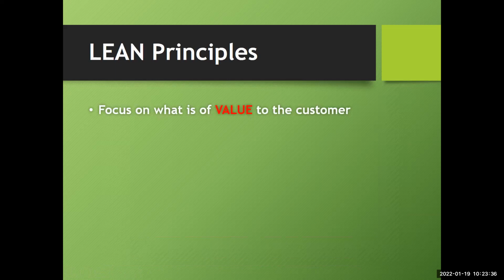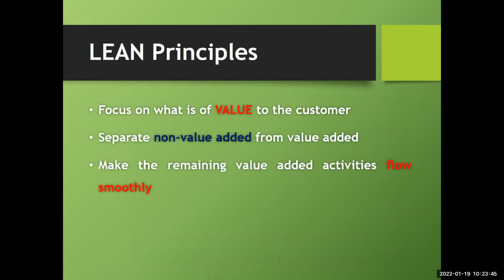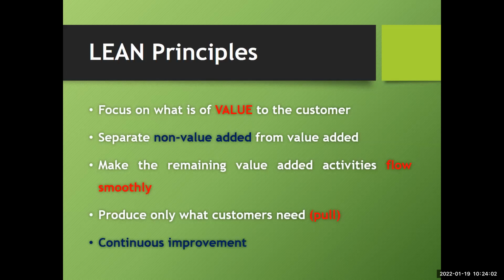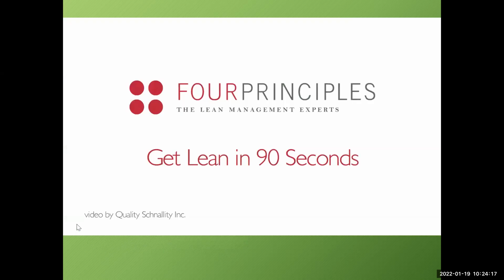Lean principles focus on what is value to the customer by removing non-value added things, as I discussed: separate non-value added from value added items, make the remaining value added flow smoothly, and produce only what the customer needs. That is called the pull system. There are 2 systems, pull and push. The pull system is where we manufacture only what the customer needs. And finally, if we achieve the 4 principles, we ultimately strive towards the 5th principle, continuous improvement. Let me show you a little video related to the 4 lean principles.